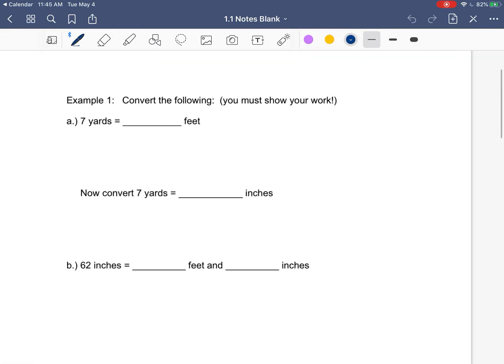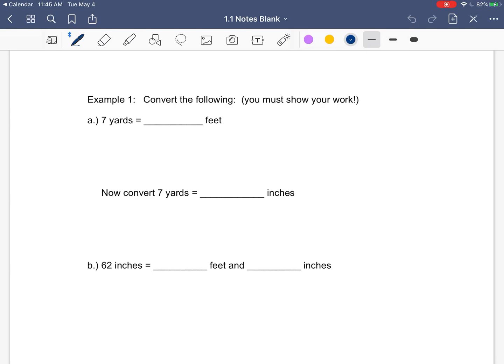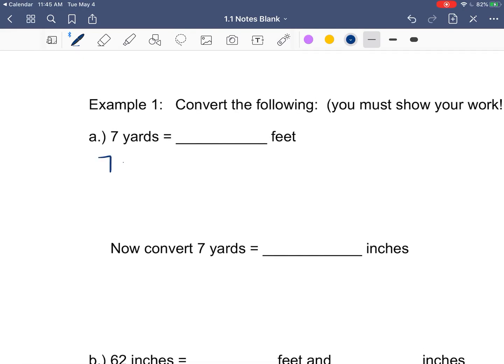So just like in Workplace 10, we are going to convert the following. We're going to start off by using proportions. Yards to feet. I have 7 yards, and I want to know how many feet. Well, I want my units to match up. There are 3 feet in 1 yard. Notice, I've got yards on the top and yards there, feet in the bottom, feet there. So that's one way to set it up.